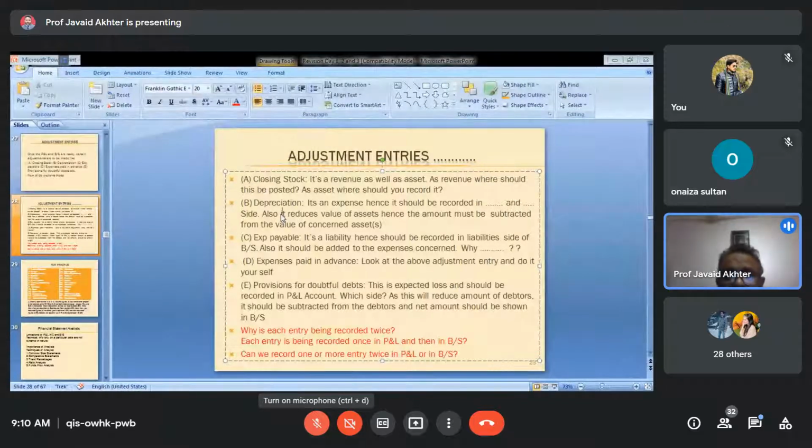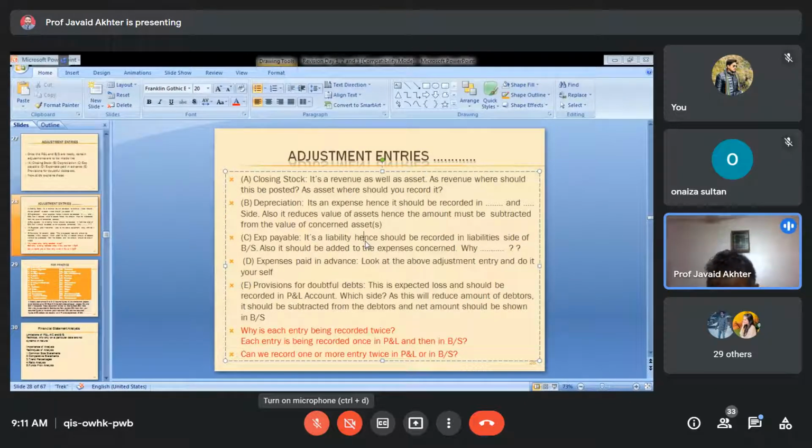So this is how depreciation can be or should be incorporated in the balance sheet and in profit and loss account. Okay. Whenever you are not clear about anything, just ask a question before I proceed to the next point.